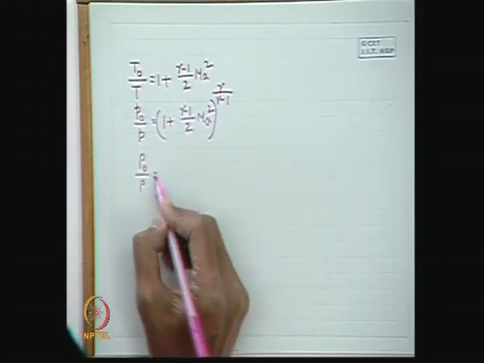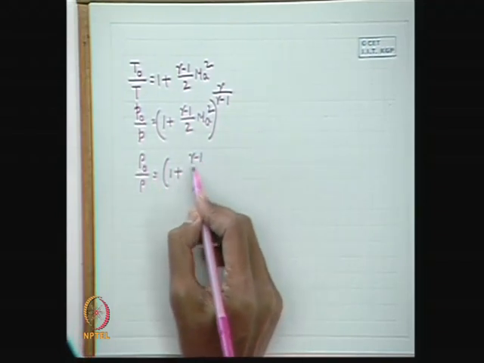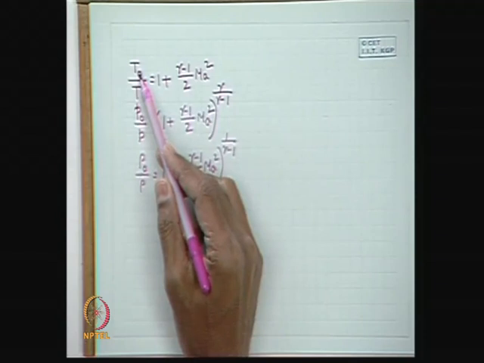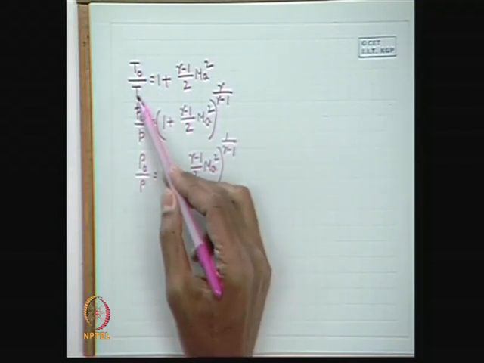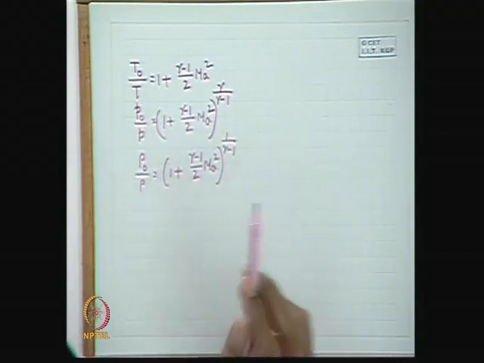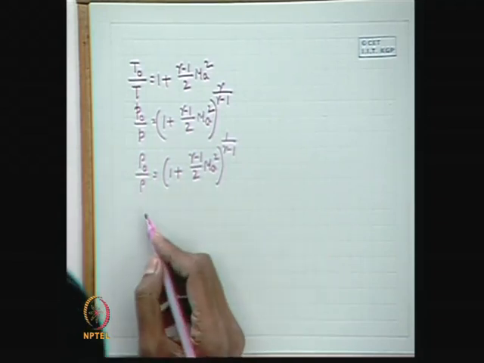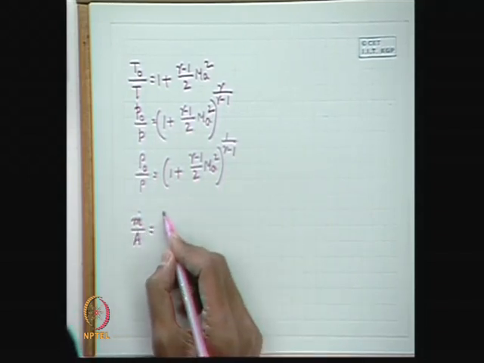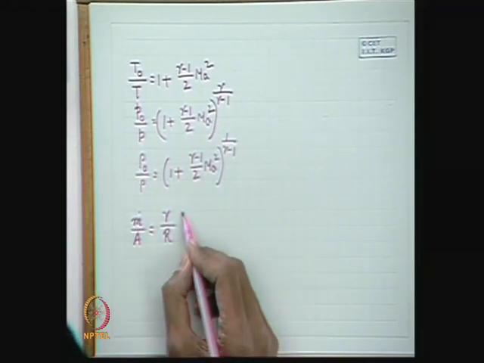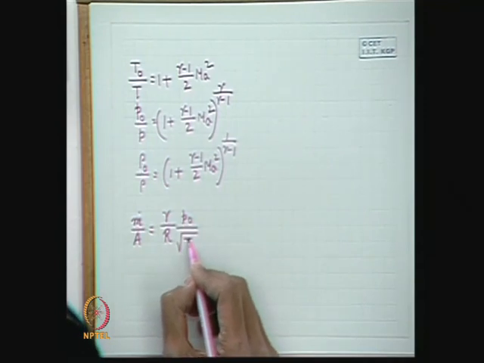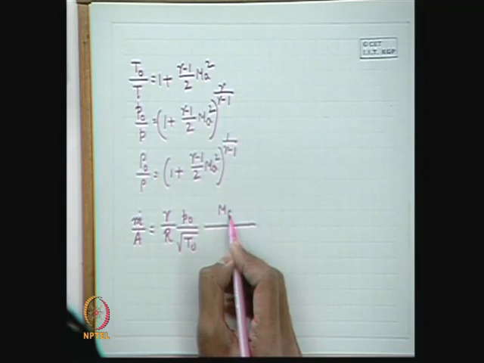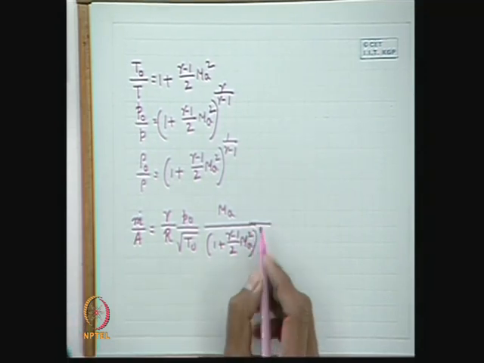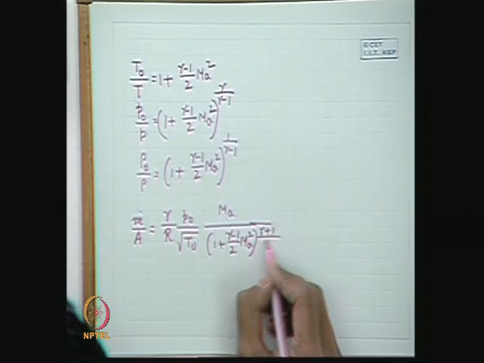Similarly, rho 0 by rho is 1 plus gamma minus 1 by 2 Ma square to the power 1 by gamma minus 1. So the properties with suffix 0 are the stagnation ones, and those without any suffix, that is T, P and rho, are the local temperature, pressure and density. At the same time, if we recall the mass flow rate per unit area expression, it was expressed for a perfect gas as root over gamma by R into P0 by root over T0 into Ma divided by 1 plus gamma minus 1 by 2 Ma square to the power gamma plus 1 by 2 into gamma minus 1.